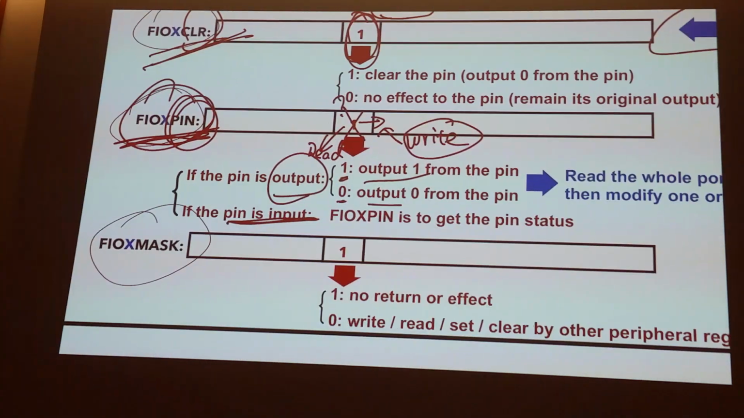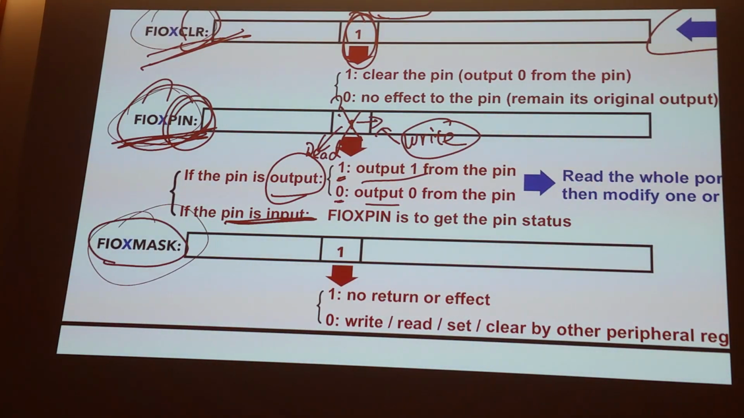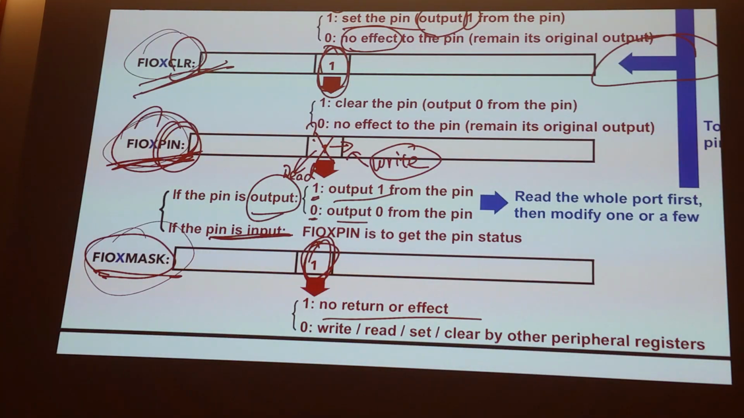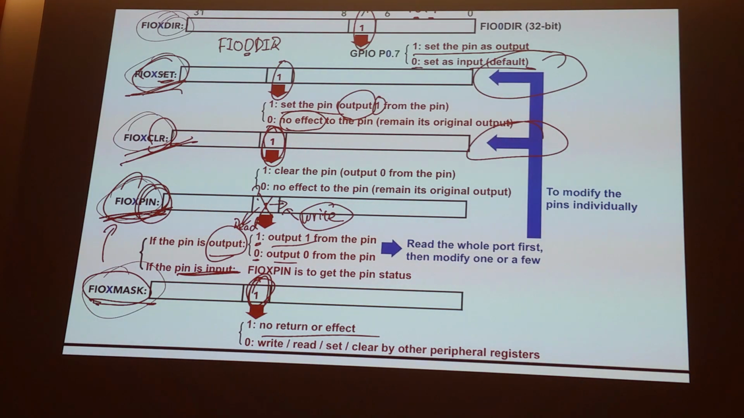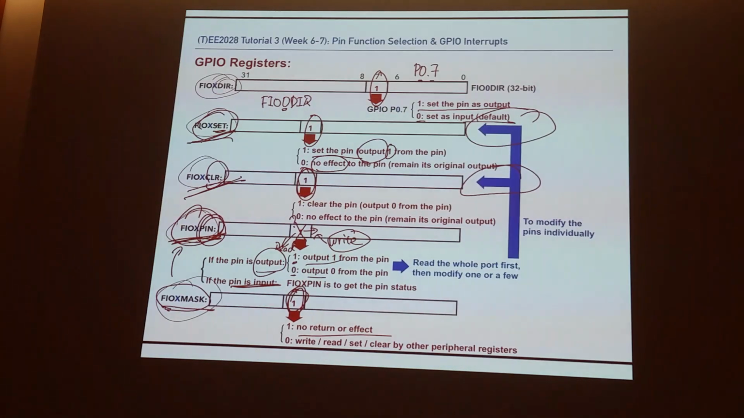You also have a mask that can disable the effect. Let's say you don't want this pin to be modified. You put 1 here, so it is masked off. After this, anything you do for this particular pin using all the rest of the registers has no effect on that pin. Okay, go back to the question.